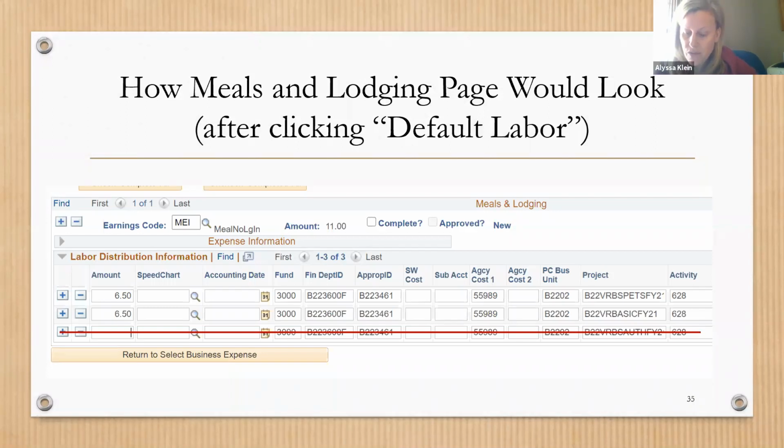Obviously, I would also have divided my mileage the same way. The round trip mileage was 80 miles, so 40 miles would be charged to pre-ETS required services, or Pre-ETS, and 40 miles would be charged to VR basic.